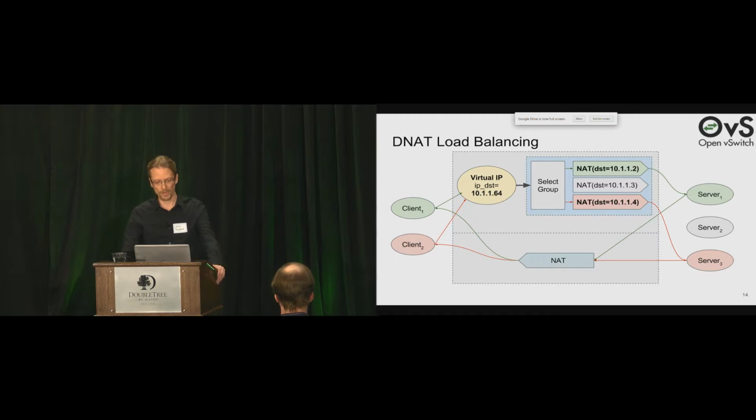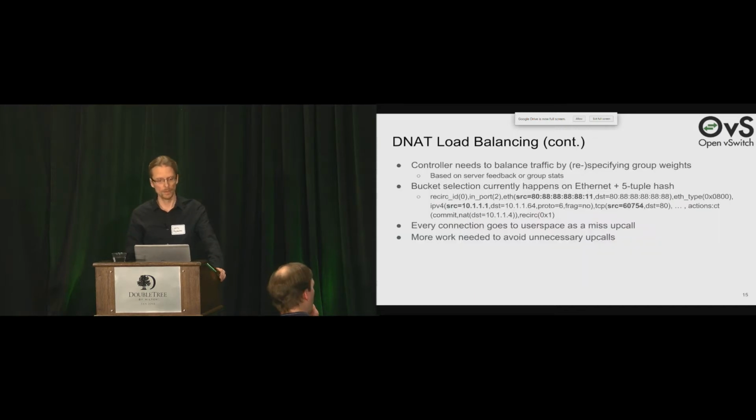And here we see that another client would go through the same mechanism and get another server assigned. So a very basic use case for load balancing using NAT to store the connection state or the selected server, so that the controller could then use OpenFlow to rebalance the traffic by resetting the weights of each bucket in this select group. And this could be based on an explicit feedback from the servers, the load feedback, or maybe based on the group stats themselves.